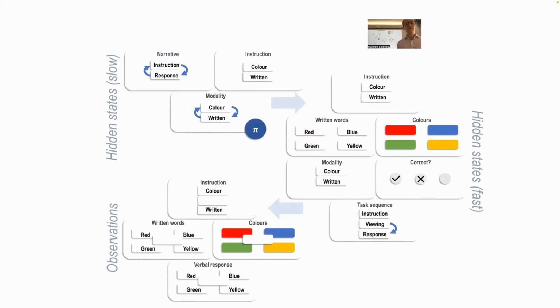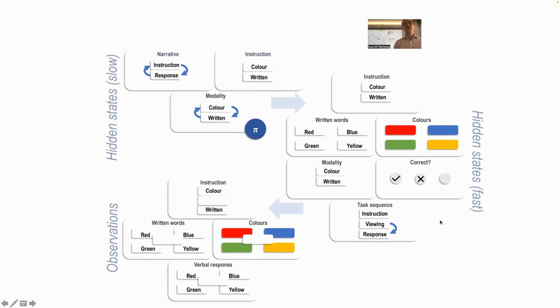So this is effectively the structure of the generative model that we used. At this higher hierarchical level, at a very slow level, dealing with each word presentation, I either believe I'm being given an instruction or supposed to be giving a response. And the instruction can either be to read the color or the written word. And then I have a response modality, which is the thing I have some control over. I can select policies to choose which modality I respond in.